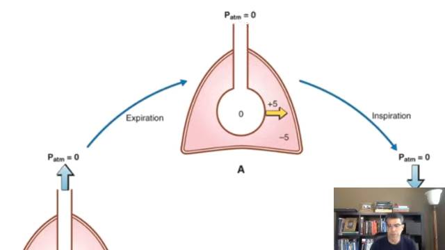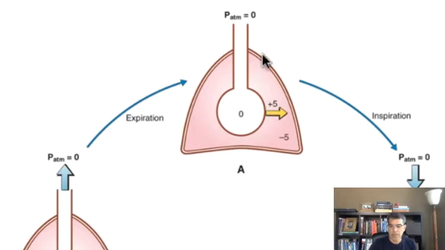So let's do it one more time. When you are not breathing, the pressure outside is 0, the pressure inside the alveolus is 0. The pressure inside the intrapleural space is -5. As a result, there's 5 millimeters of mercury force that pulls this visceral layer toward the outside. That's why it shows +5.